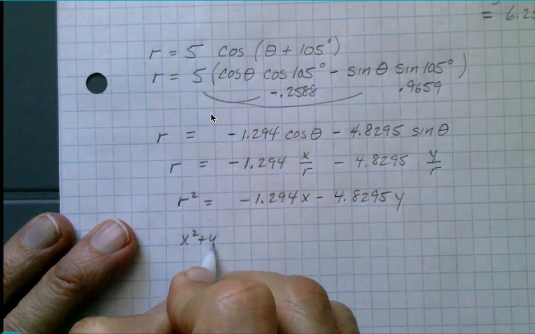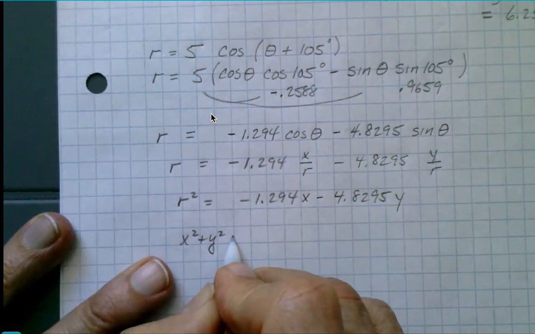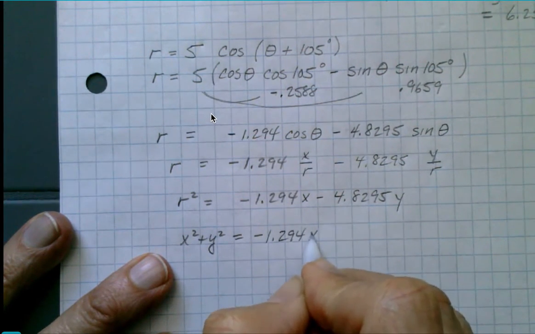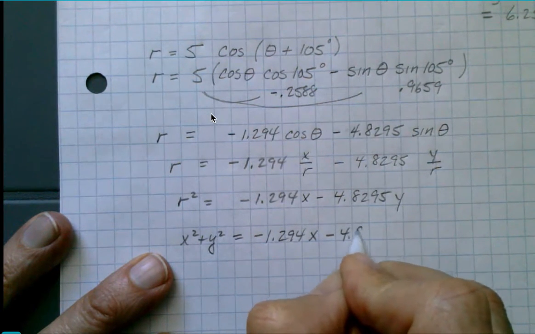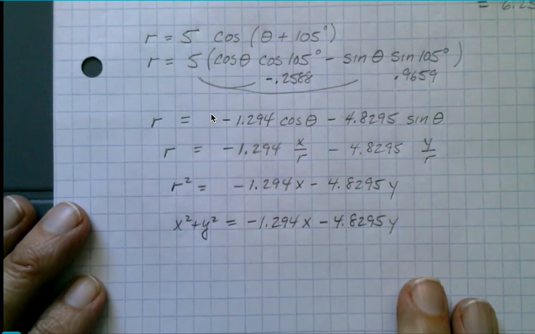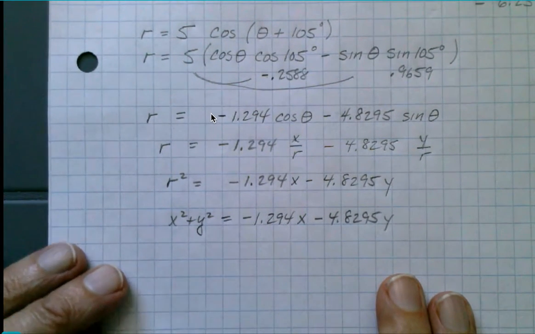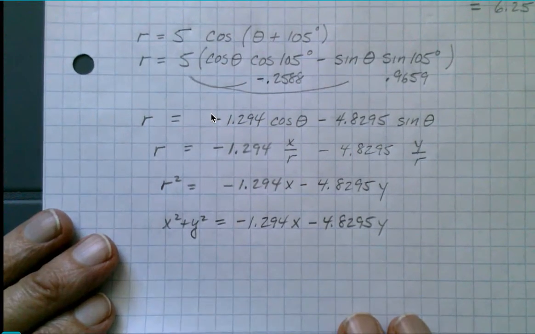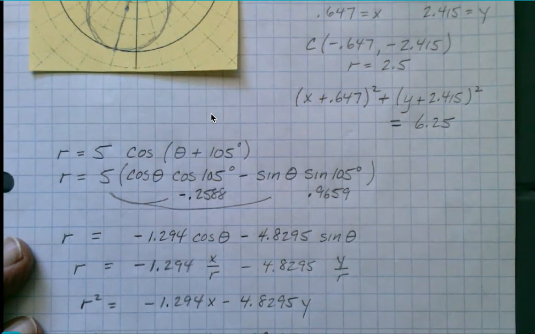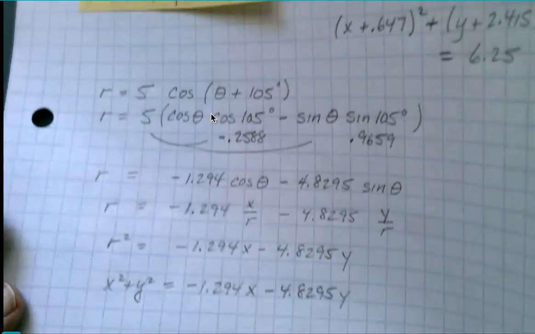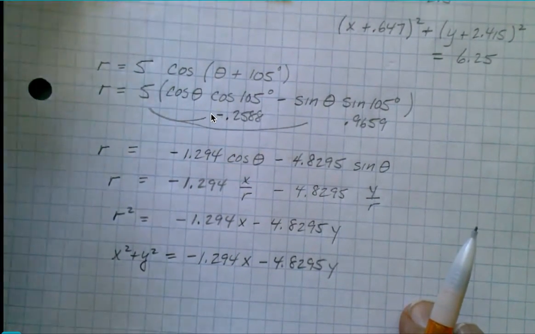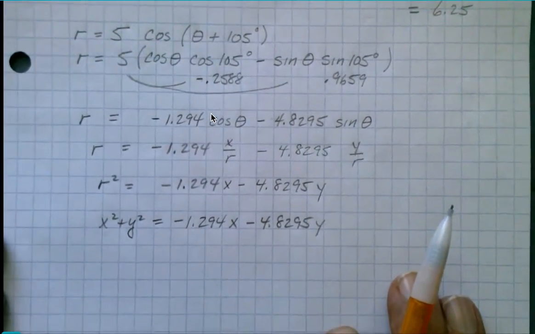x squared plus y squared equal to negative 1.294x minus 4.8295y. So now everything is in Cartesian. The only trouble is you look at this and you look at what we got from before, and they're not quite the same things. And you're going, well, how do we get this to look like the one above? And you might realize, okay, we have to go through and complete the square.